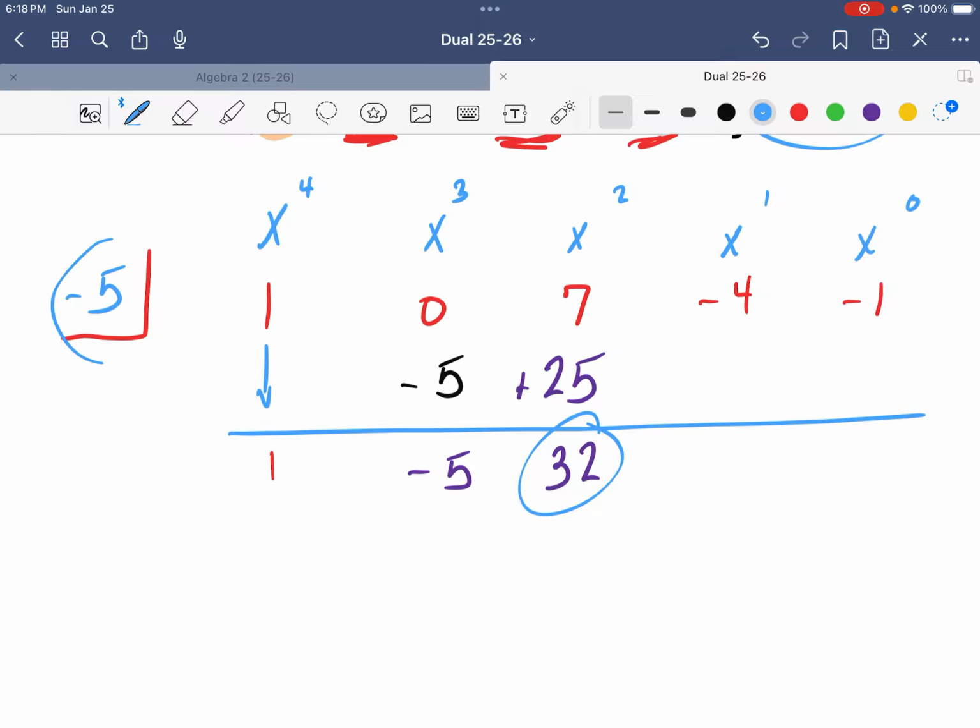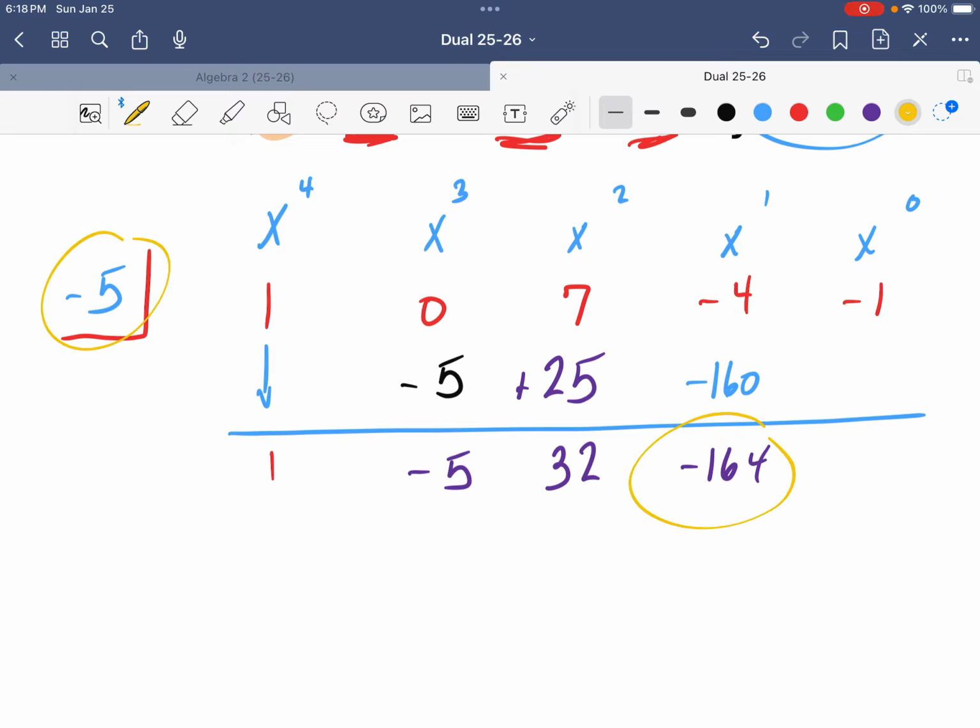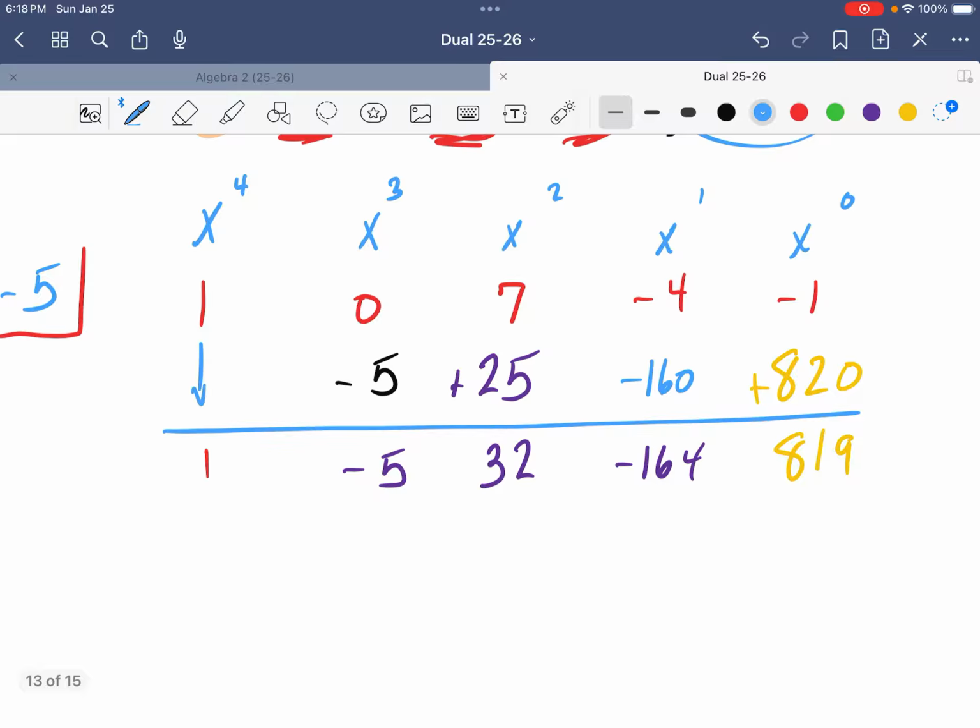And then we got 32 and negative 5. If you multiply 32 and negative 5, you're going to get, I don't know, 160. Yeah, negative 160. And then if you add negative 4 plus a negative 160, that's negative 164. And then negative 164 times a negative 5. Geez, 4 times 5 is 20, 16, 18, 820? I'm pretty sure, yeah, 820. And then this gives you negative 1 plus 820, that's 819.